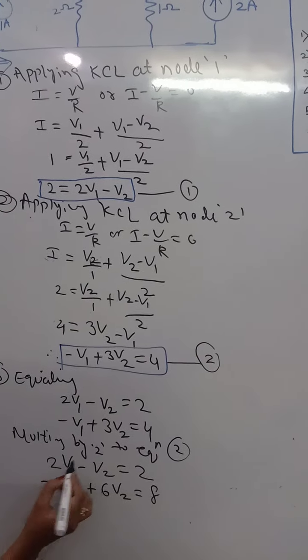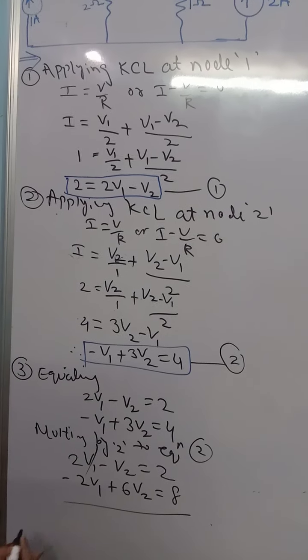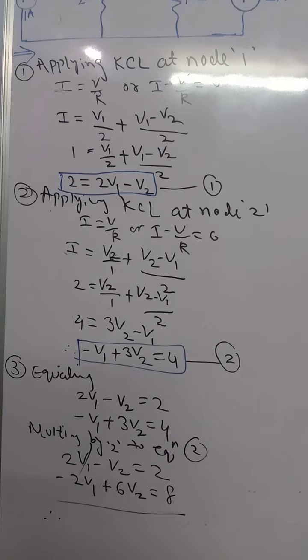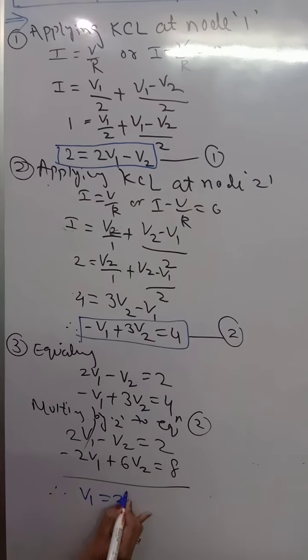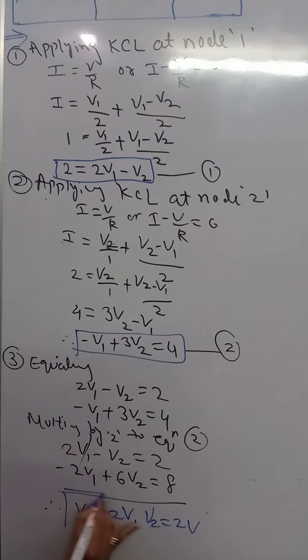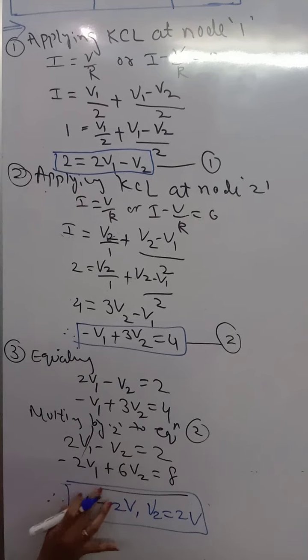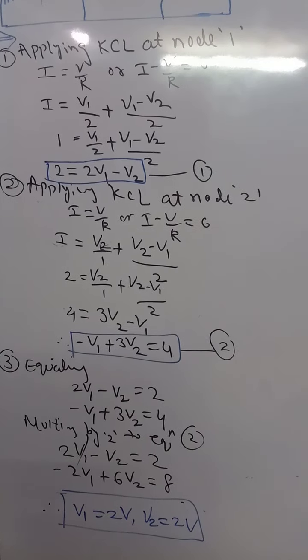So if you cancel, you will get, finally, the final answer. V1 equals 2 volt and V2 equals 2 volt. Just simplify the above equations, and you will get finally V1 equals 2 volt and V2 equals 2 volt.